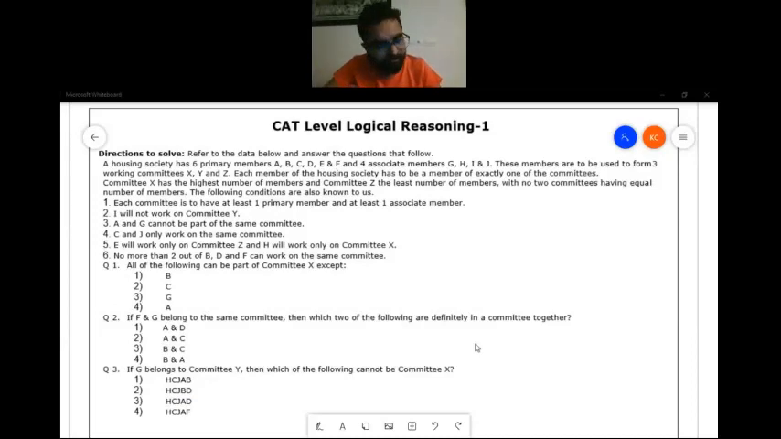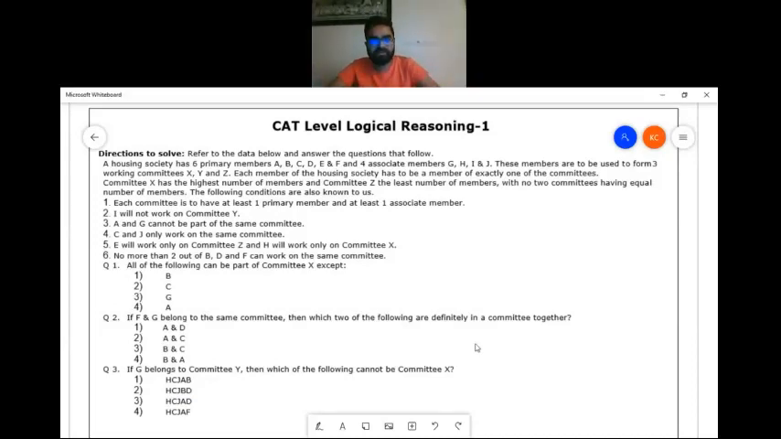Here you have a clue. The sheet is in your WhatsApp group. Try solving it. I'll give you 10 minutes and then we'll have a discussion. Over to you guys.